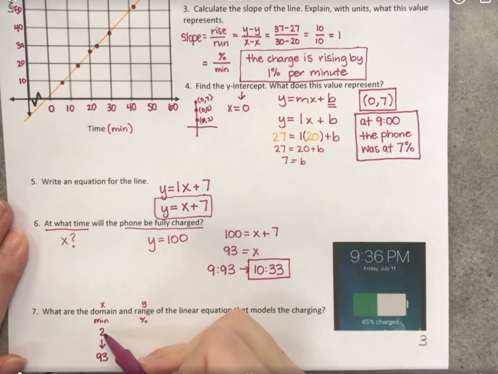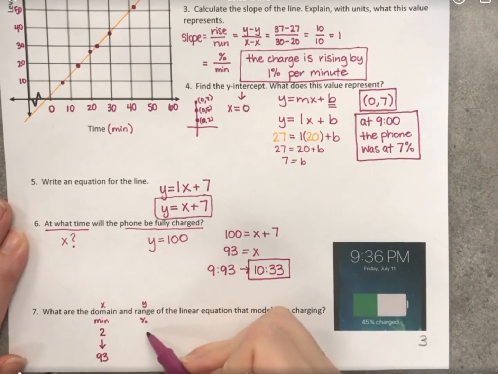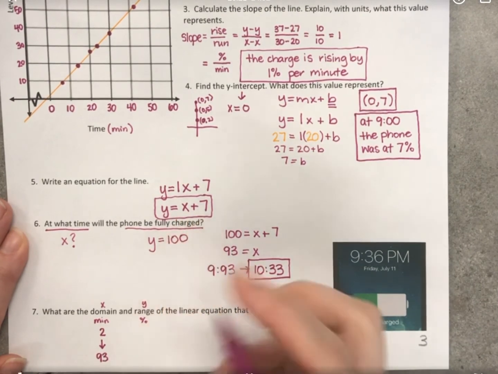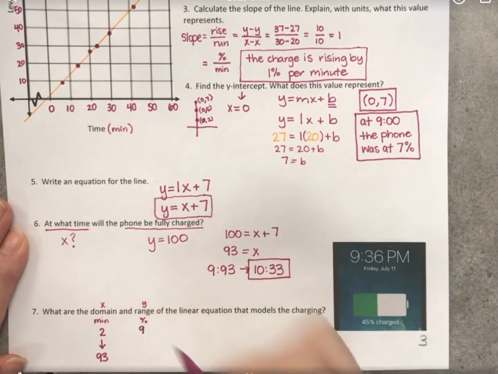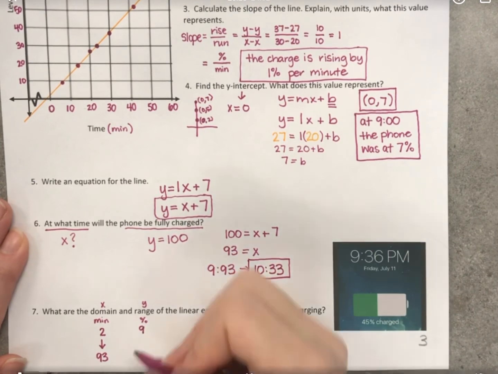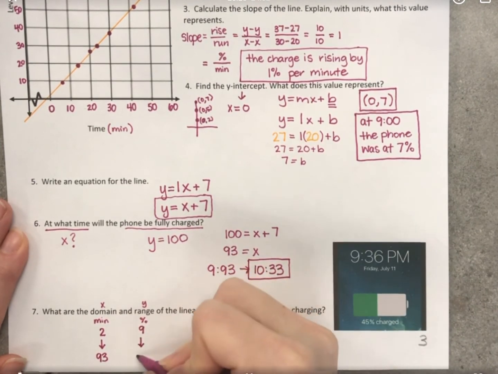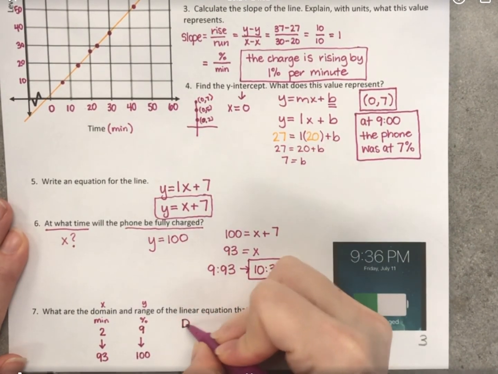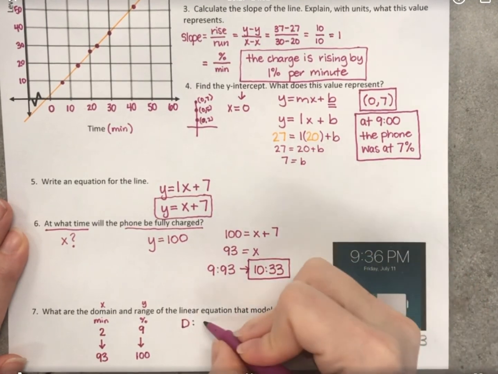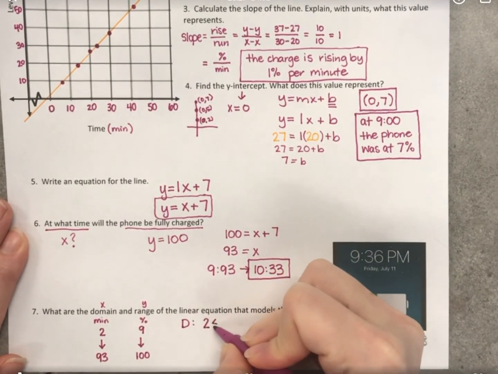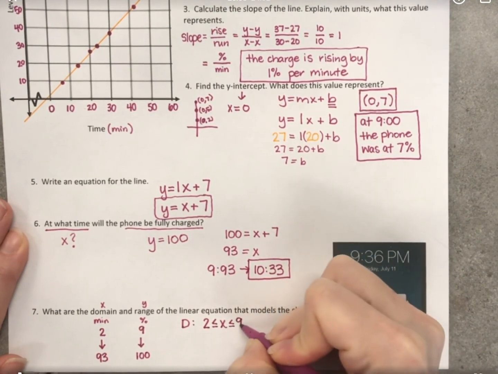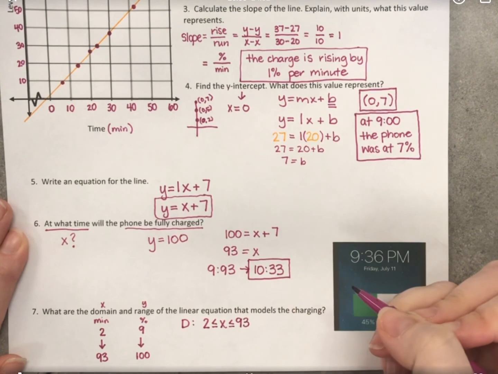And what was my percent at 9:02, at minute 2? If we're following this model, it would be 2 plus 7. So the phone would have started at 9%. And then we left it plugged in for 93 minutes until it got up to 100%. So if we were talking about the domain, we would say the phone was definitely plugged in at 2. And that model would stop being effective once the phone was charged.